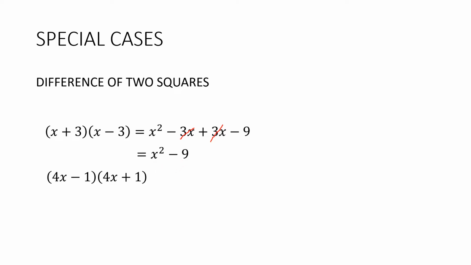And the other special case is the difference of 2 squares, and it will look like this. It will have the same first terms and the same last terms, but different signs. And when we do FOIL, we end up with this situation where the middle terms cancel out. And we're left with the difference of 2 squares. See, the difference of 2 squares, x squared and 3 squared. Now we can always do FOIL and then cancel, but let's use the shortcut. We only want to do the first and the last. So that's going to be 16x squared, take away 1.